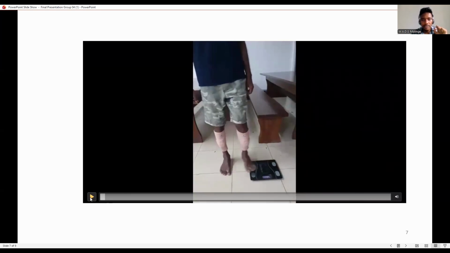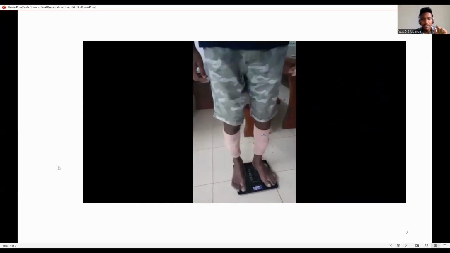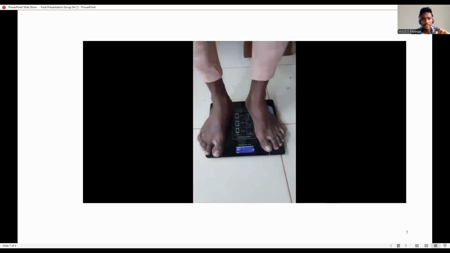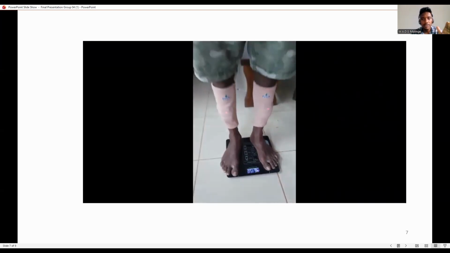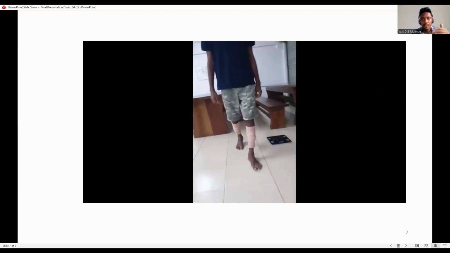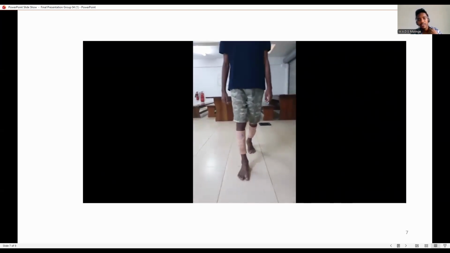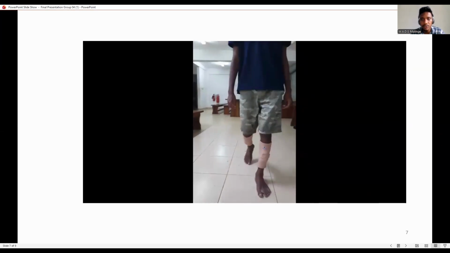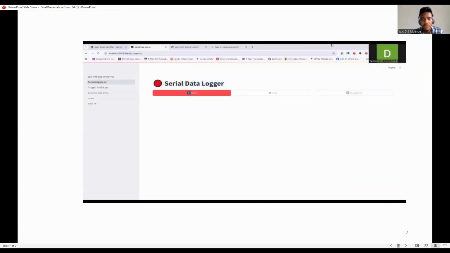Then you can see. Basically, we need the weight and height because people's walking patterns differ according to their weight and height. Those affect the walking characteristics.